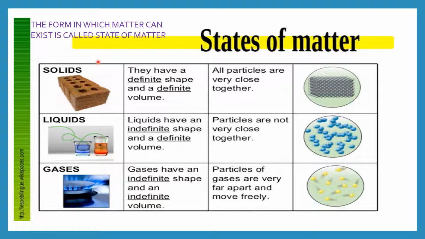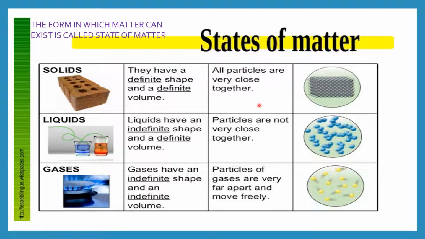And now we will see their properties. So solids have a definite shape and a definite volume. तो solids के पास उनका एक definite shape होता है, we cannot change their shape, and a definite volume, उनकी एक definite volume होती है, we cannot change their volumes.